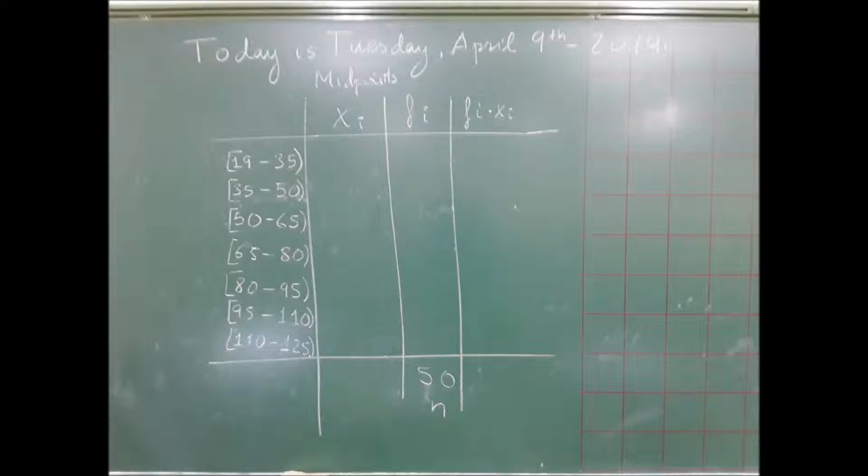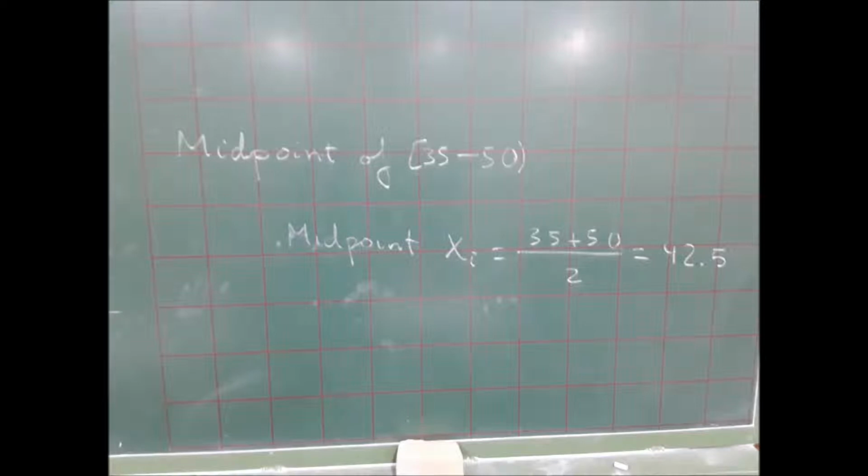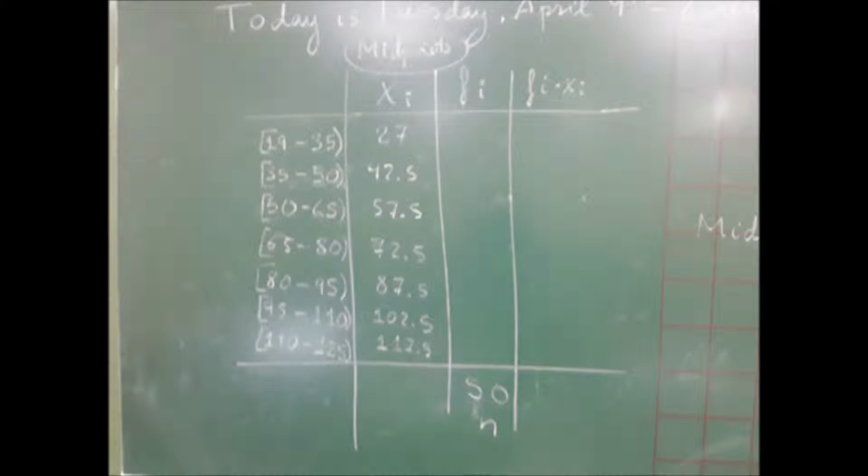In the first place, we are going to find the midpoints of each interval. The midpoint is the number in the middle, so we add both edges and divide by 2. So the midpoint of 19 to 35 is 19 plus 35 divided by 2, which is 27. In a similar way, we do the midpoint of the other intervals. For instance, the midpoint of the next interval, 35 to 50, would be 35 plus 50 divided by 2. So that's 42.5. So these are our midpoints for all the intervals.